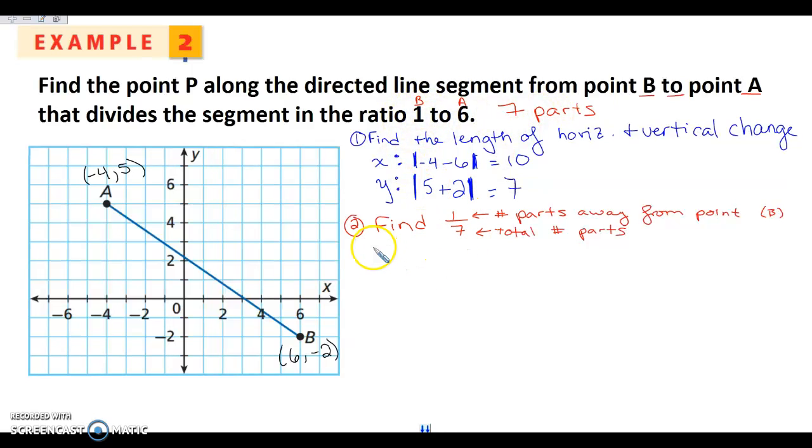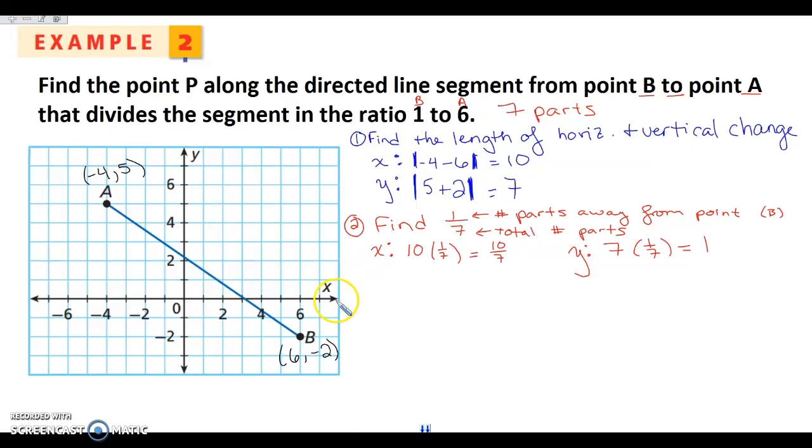So if we look at our x's, my change in x here is a length of 10. Okay, we're going to take 1/7 of 10, which is not a nice number, so we're just going to leave it as 10/7. And this is why we had to do this algebraically and not just graphically. All right, the next thing we're going to look at is y. Okay, y had a length of 7. I'm going to take 1/7 of 7, which is a nice number, just 1.